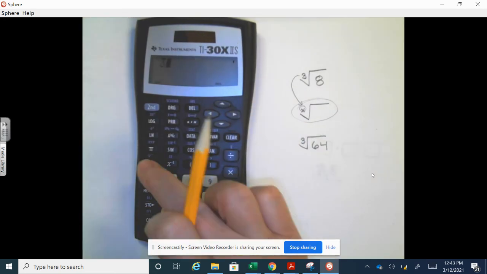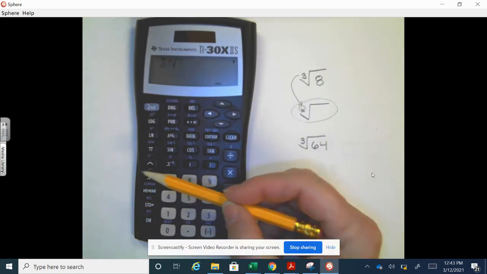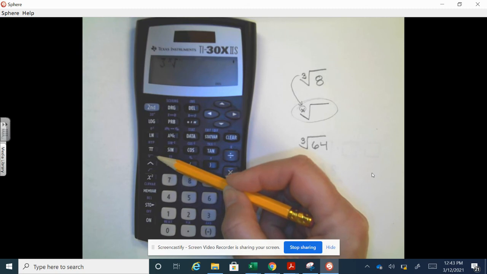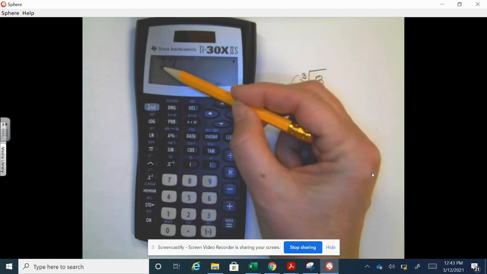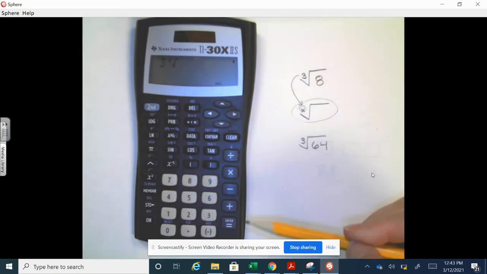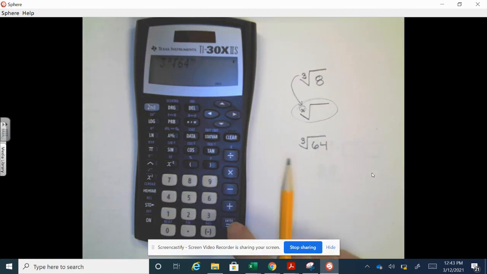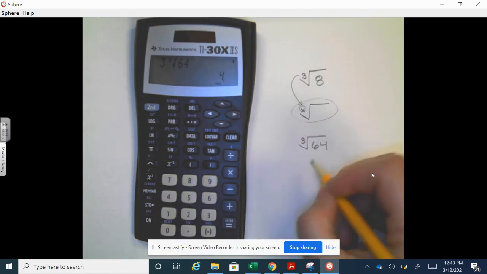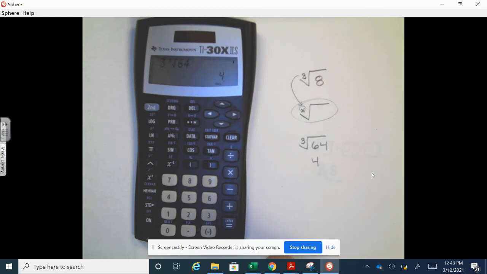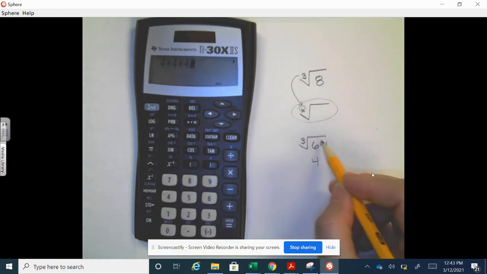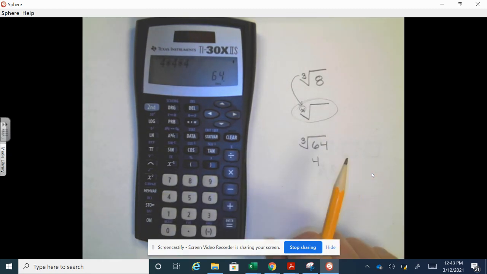Second function, root button. So we're telling the calculator, please put the 3 in for the x. Substitute it in there. Take the cube root of 64, and my answer is 4. Should we double check that to make sure it's right? Well, let's take 4 times 4 times 4, and hopefully we'll get this 64, and we do.